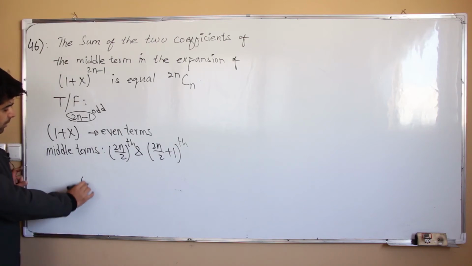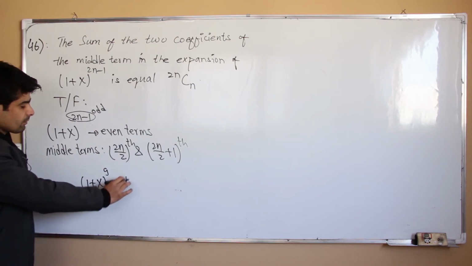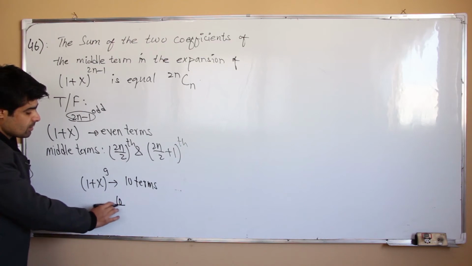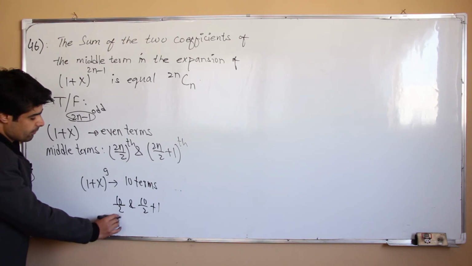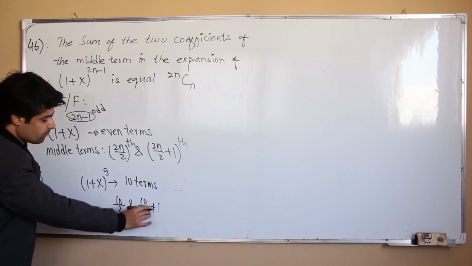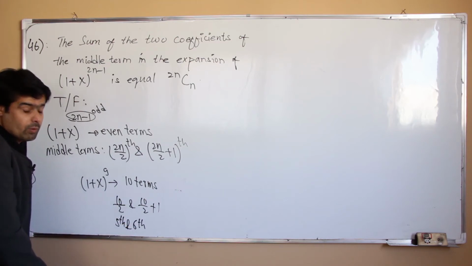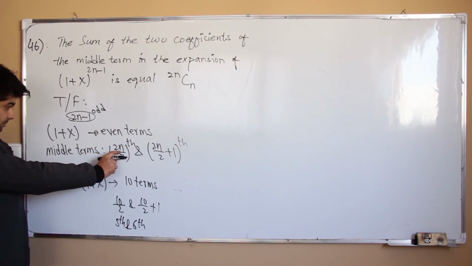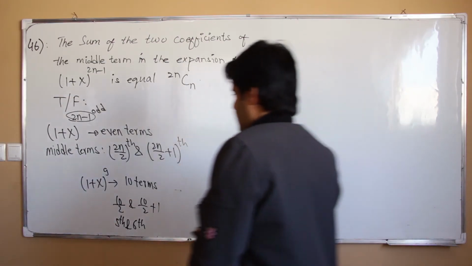I want to say, if we want to talk about (1 plus x) raised to the power 9, how many terms does it have? It has 10 terms. Then what are the middle terms? The middle terms are 10 divided by 2 and 10 divided by 2 plus 1. I mean the 5th term, and 5 plus 1, the 6th term. The 5th and 6th are the middle terms. In here it has 2n terms, so what are the middle terms? 2n divided by 2 and 2n divided by 2 plus 1. I think you've got it. Yes.